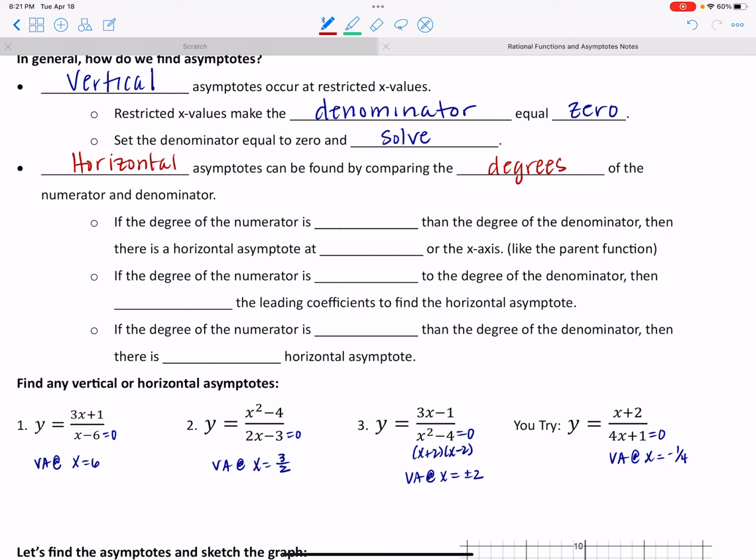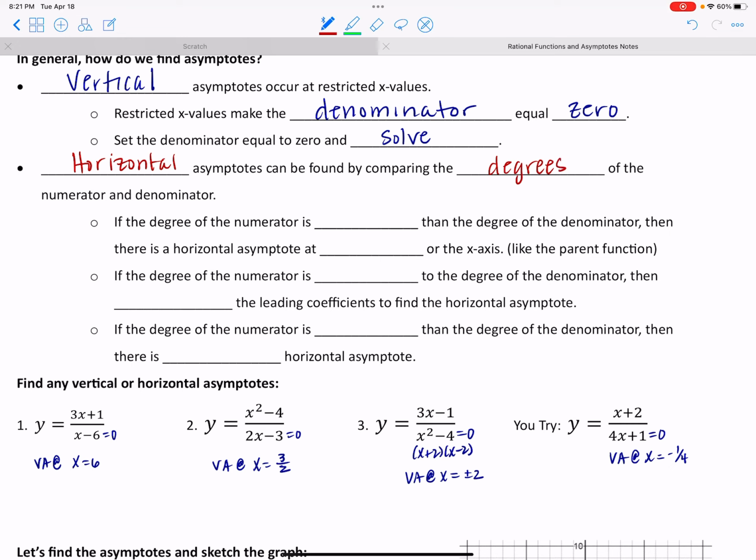It's those end behaviors. So the first case I want to talk about is the same case we saw in our parent function. If the degree of the numerator is greater than the degree of, oh no, backwards. If the degree of the numerator is less than the degree of the denominator, then the horizontal asymptote is going to be at y equals 0.